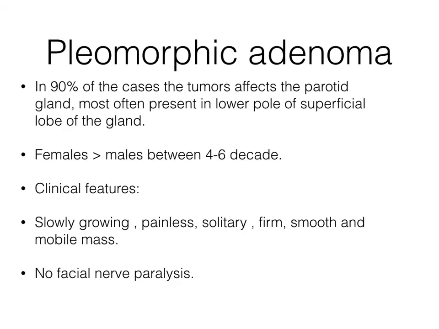Pleomorphic adenomas are 90% of the cases of these tumors that affect the parotid gland. They're mostly present in the lower pole of the superficial lobe of the gland, so this is a good thing. They're in the superficial part.